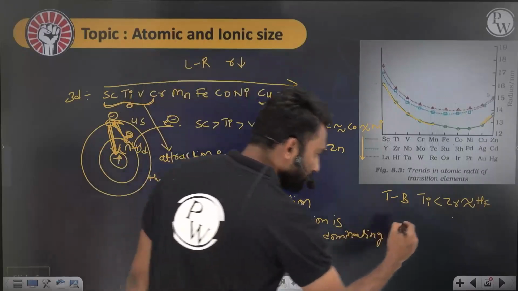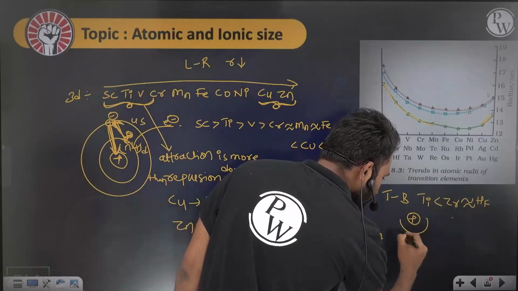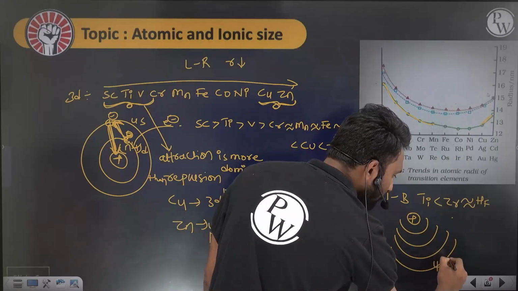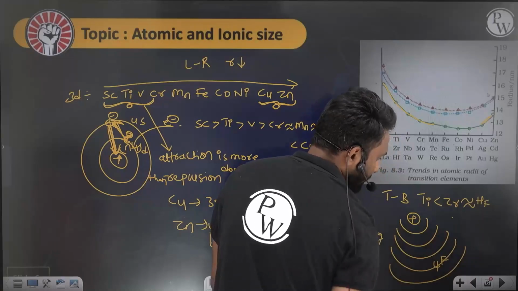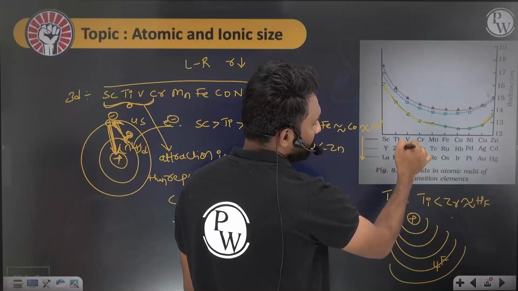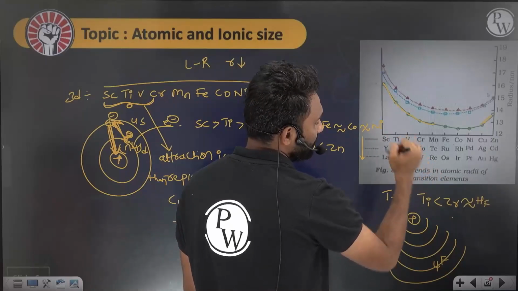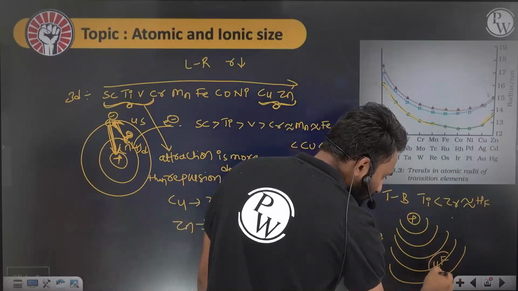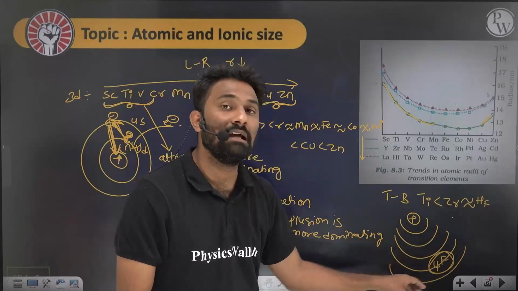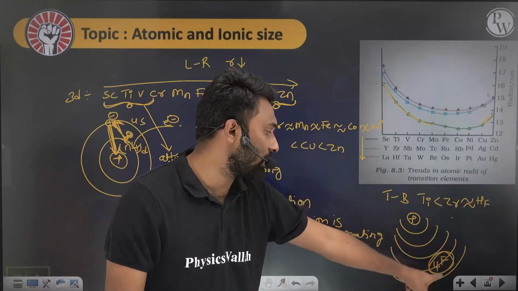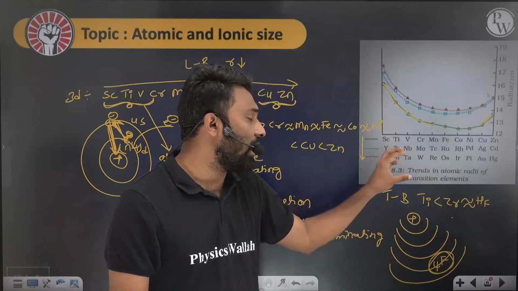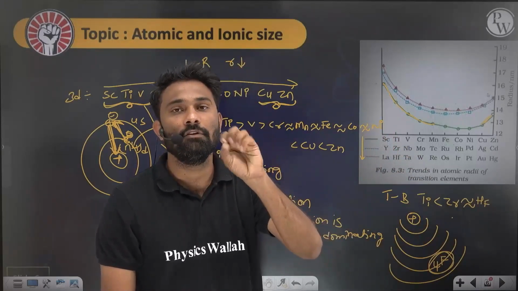Because here, the 4f series starts. Now this is the 5s. Here this is 4s, this is 5s, and here it is 6s. Due to the presence of these 4f electrons, which are poor shielding, these 4f electrons are not protecting the valency electron. Therefore this hafnium radius will become less.